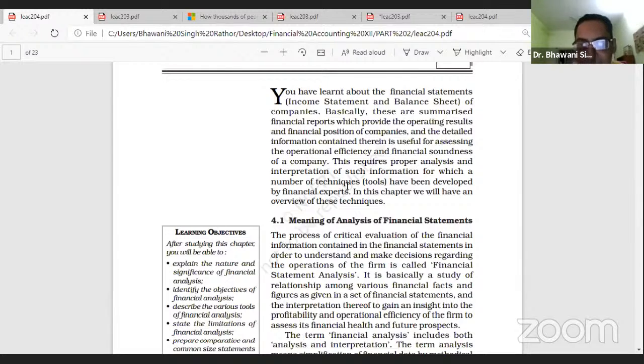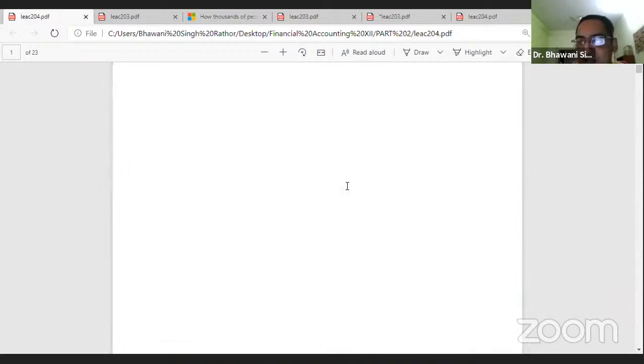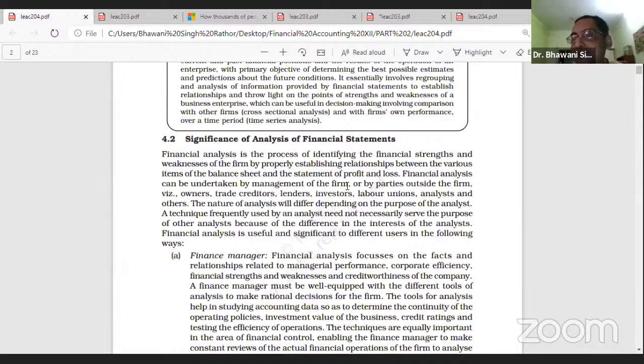So we have certain terms. When we analyze the financial statements, there are two types of analysis. One is inter-firm analysis, which is basically cross-sectional analysis, where we analyze different companies from the same sector, right? For example, for two companies working in the automobile sector, when we compare their financial results, we're basically doing cross-sectional analysis or inter-firm analysis, right?